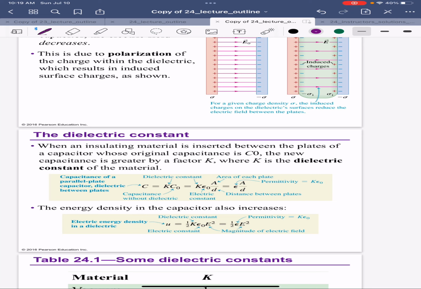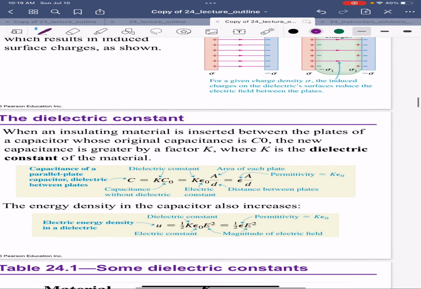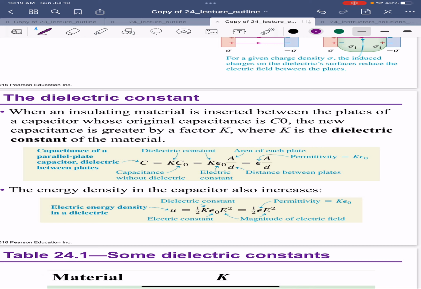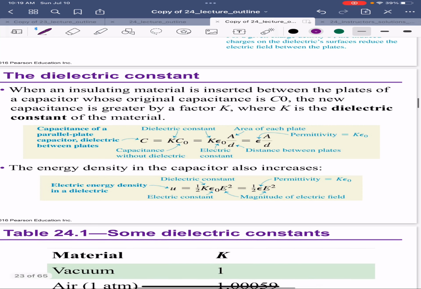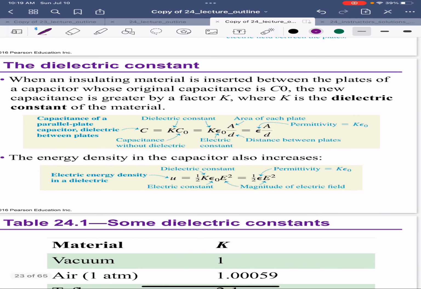Now, when an insulating material is inserted between the plates of a capacitor whose original capacitance is C0, the new capacitance is increased, or is greater, by K, which is called the dielectric constant. Then C equals K times C0, and that is K times epsilon 0 A over D. This is for a parallel plate. And the energy density in a capacitor also increases by a factor of K.